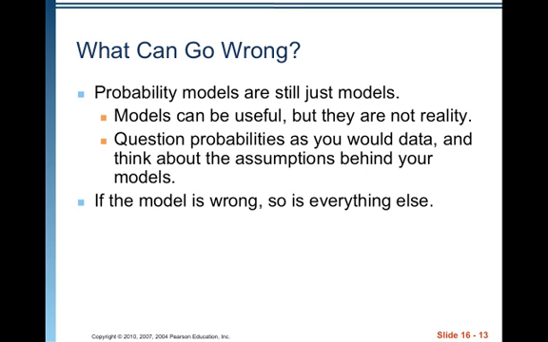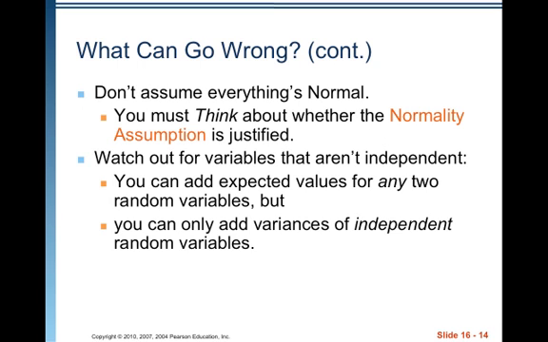So what can go wrong? Probability models are still just models. Models can be useful, but they are not reality. Question probabilities as you would data, and think about the assumptions behind the models. If the model is wrong, so is everything else. Don't assume everything's normal. You must think about whether the normality assumption is justified.